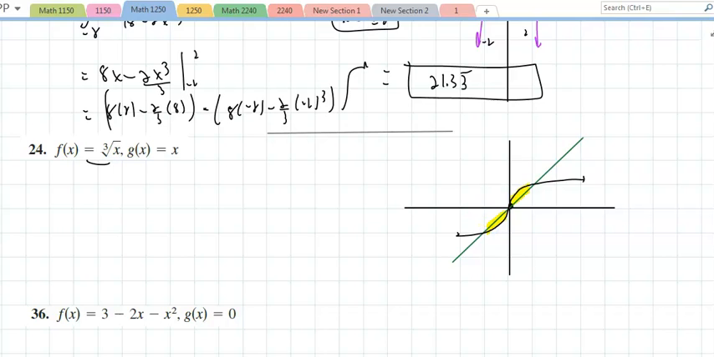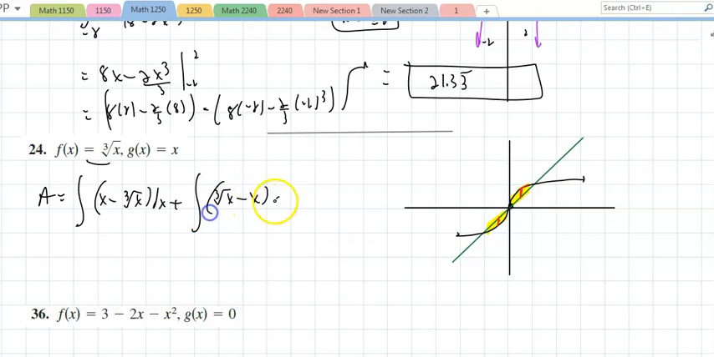Well, how does that work? If I draw my vertical line, I notice here the top is the line and the bottom is the cube root. Plus, here they switch around. Here I notice the top is the radical and the bottom is the line.